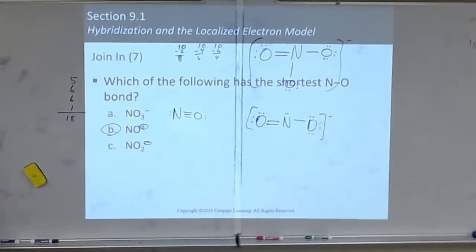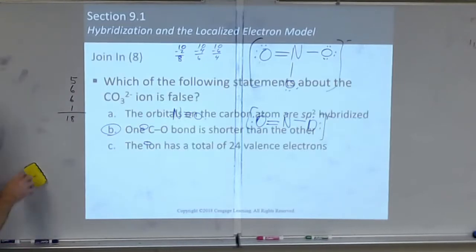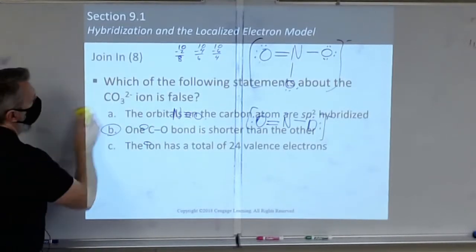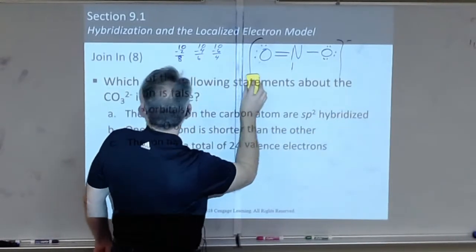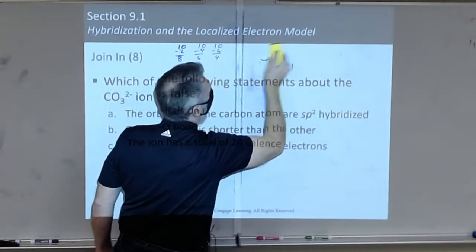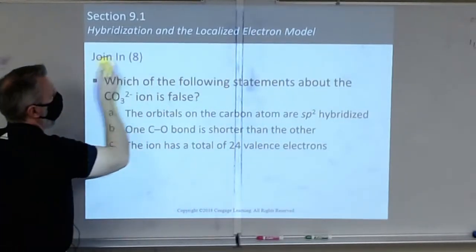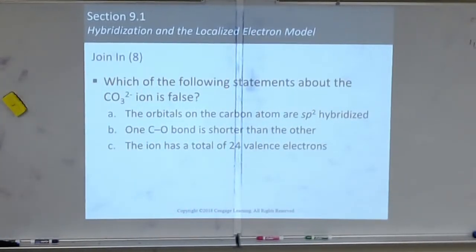So drawing the Lewis dot structures, being able to do that fairly quickly is going to be very beneficial to you. All right, another thinking question here. Which of the following statements about the carbonate ion is false? So first thing I would do is draw the Lewis dot structure. Draw that Lewis dot structure for carbonate. That's going to help you out.